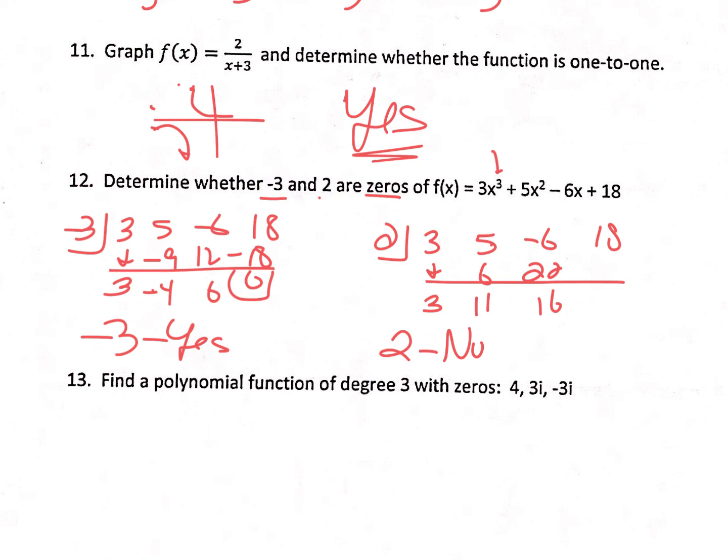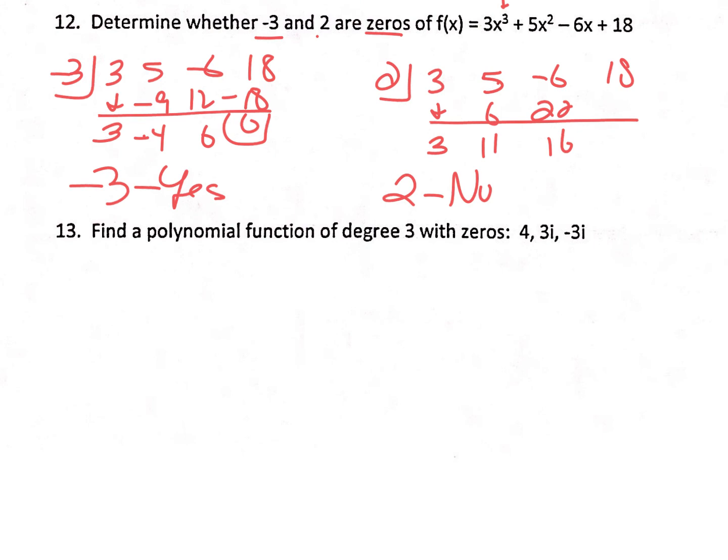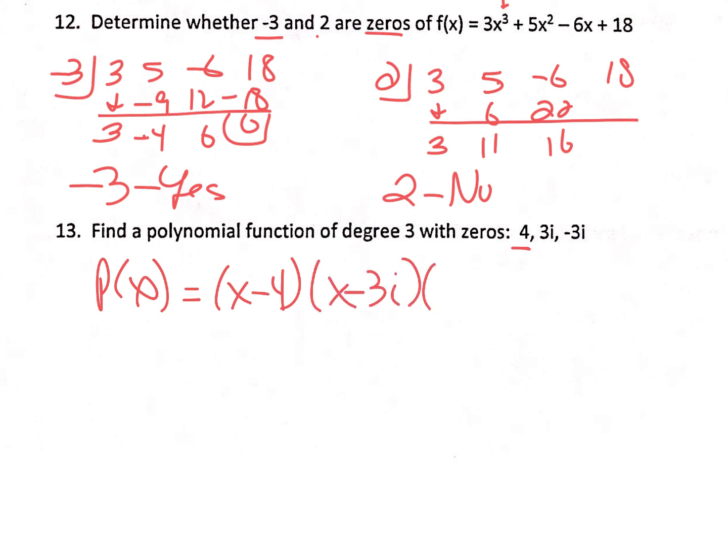13, last one. It says find a function where it has the degree 3 and has those zeros. All right, so I'm going to put p of x. You could also put f of x. It doesn't matter. I did p because this is a polynomial function. 4 comes from x minus 4. Positive 3i comes from x minus 3i. Negative 3i comes from x plus 3i.